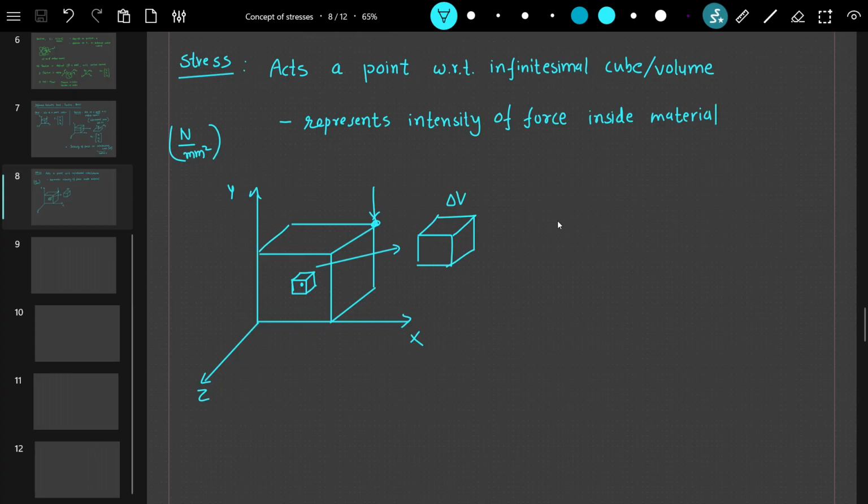So hope this is clear, and in the next section we'll see how we are going to derive the stress. Okay, we have seen how we derive the traction from the force. Now we'll see how we derive the stress from the traction.